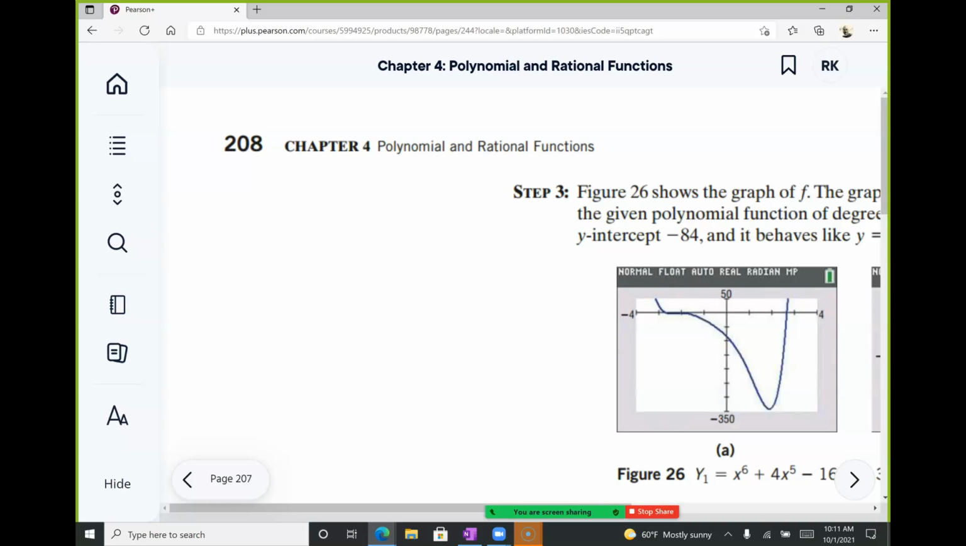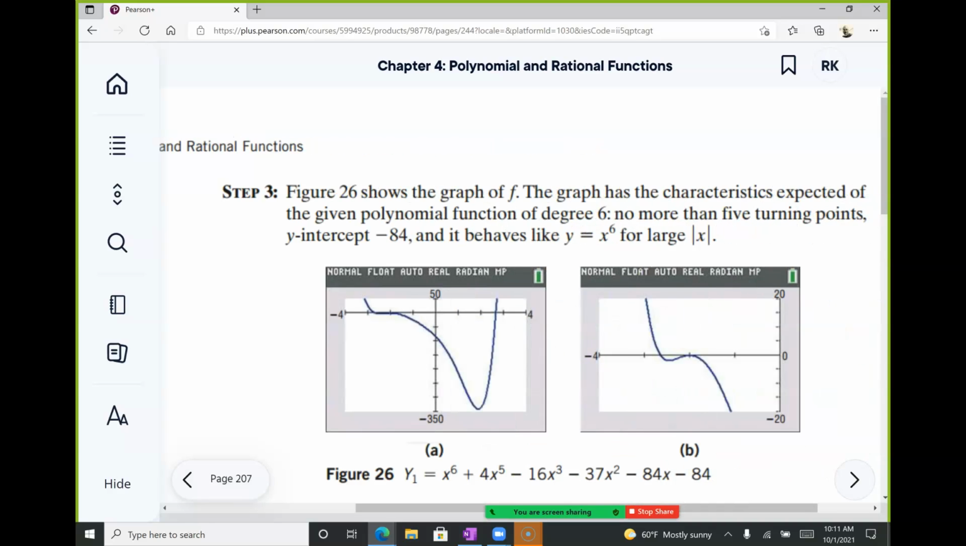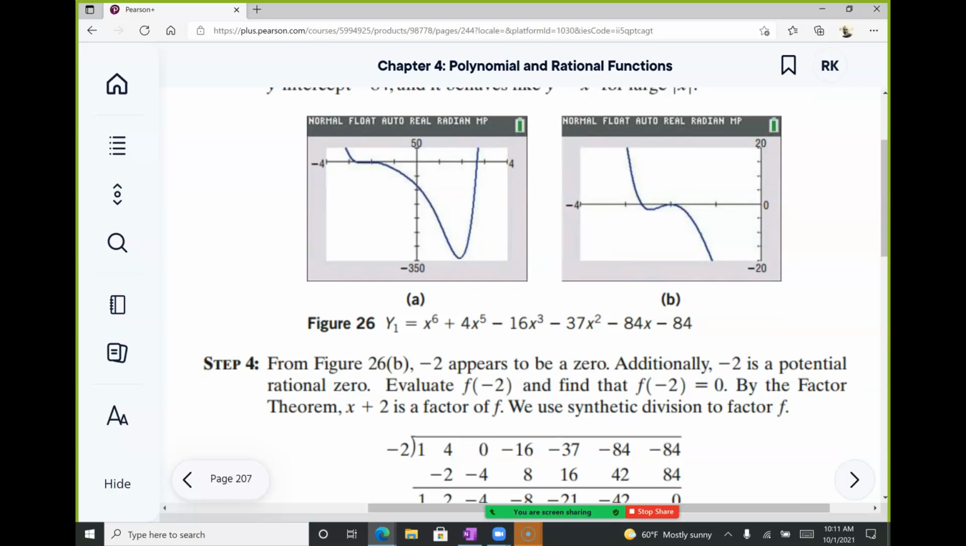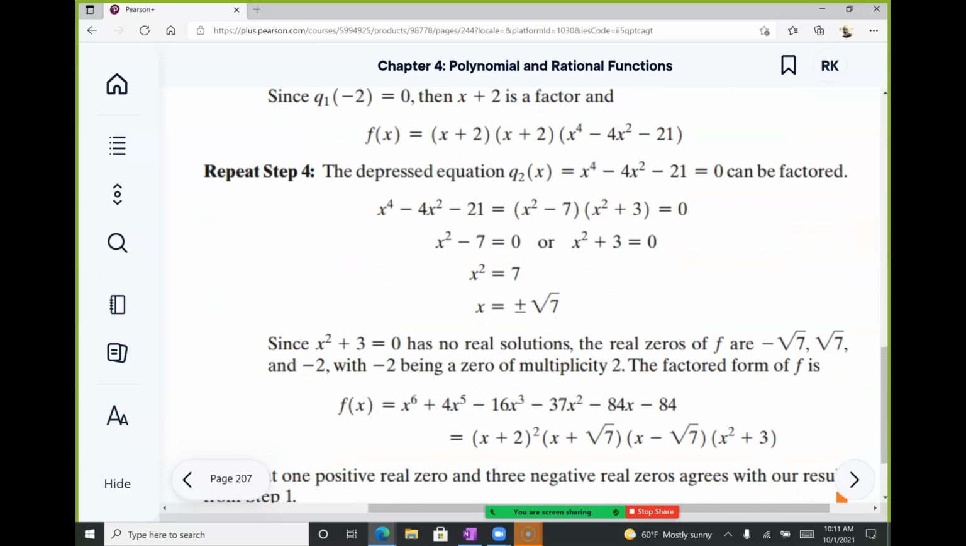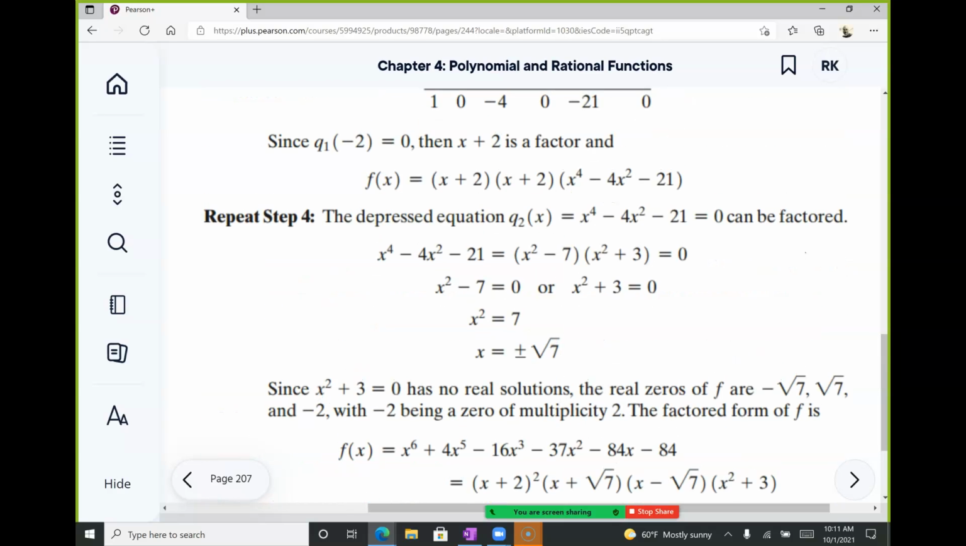Just trying to find that part of the book, sorry. Oh, yeah. When I reduced down and got a quotient and then reduced again, they're calling those things depressed equations. Right? So, read the book. I don't use that language.